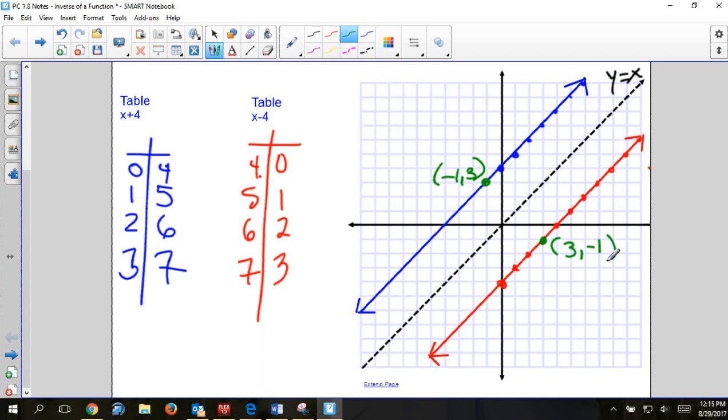Something else about the graphs themselves, and the reason why we drew that y equals x line, is that these graphs are a reflection in the y equals x line of each other. So how we were doing reflections in the x-axis, and reflections in the y-axis, now we have a reflection in the y equals x line. And that only happens when we have inverses.